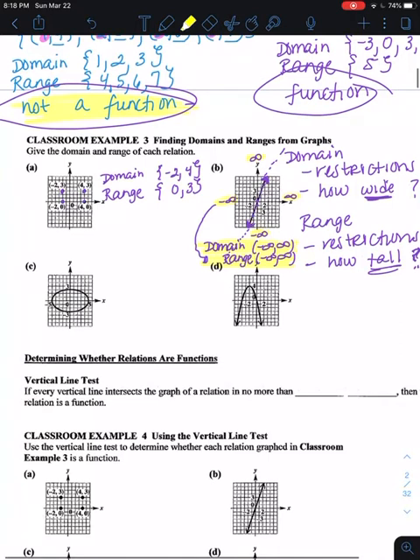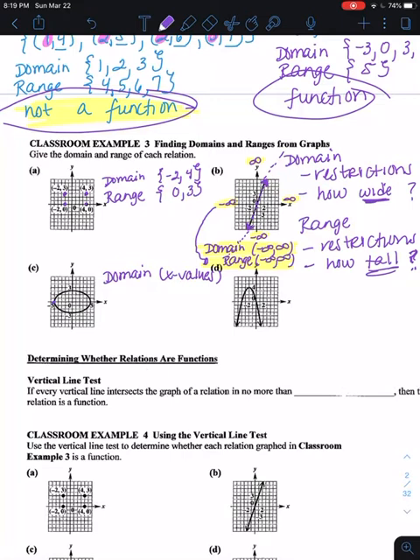So just ask yourself how wide, how tall. Let's look at letter C. Letter C may make more sense to you. If you look at letter C, when I say domain, I'm saying, well, how wide is this graph? And when I say how wide, I'm using x values. So from what x value to what x value? Well, this graph stretches out from here to here. So it goes from, it looks like this is -5 to +5. So that would be my domain.